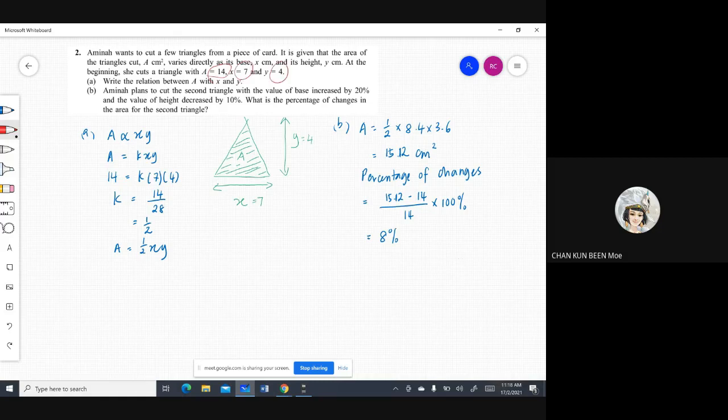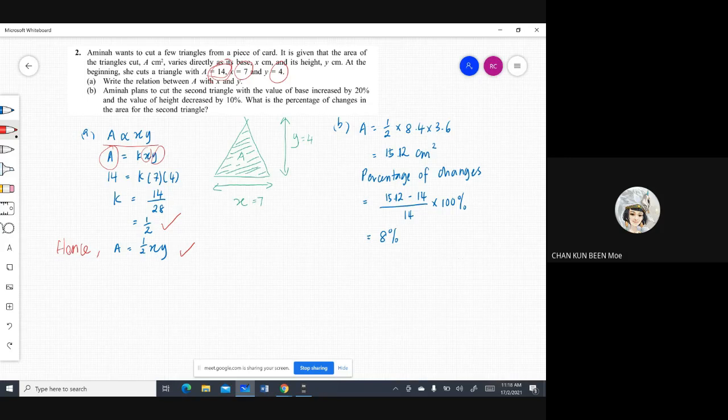So I substitute everything, given the area is equal to A. Therefore, A varies directly as XY, A equals KXY. So we find the value of K, substituting the value of area and XY given. Therefore, K is 1 over 2. Hence you substitute K, therefore A is equal to 1 over 2 XY. Okay, that is for A.